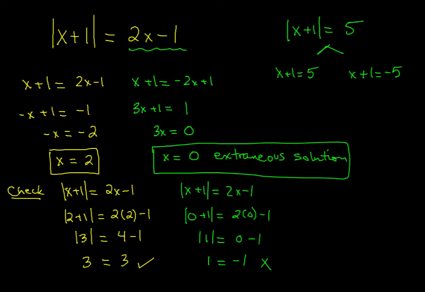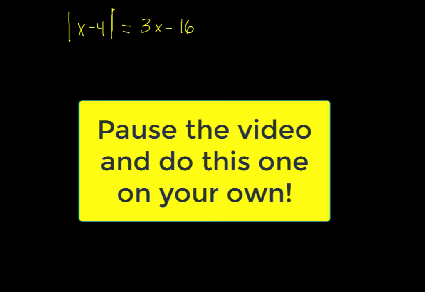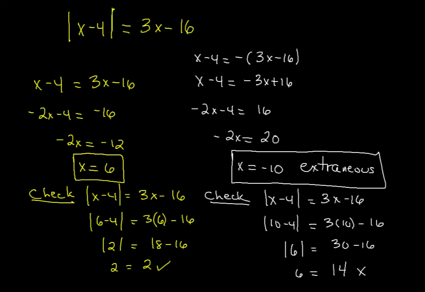Now I'm going to give you one more to try on your own, and that is the equation: the absolute value of x plus 4 equals 3x minus 16. Go ahead and hit pause, do this on your own, and then come back and check it out and see how you did. All right, you rock star. How'd you do? Hopefully you got x equals 6 as your only solution and x equals negative 10 as your extraneous solution.